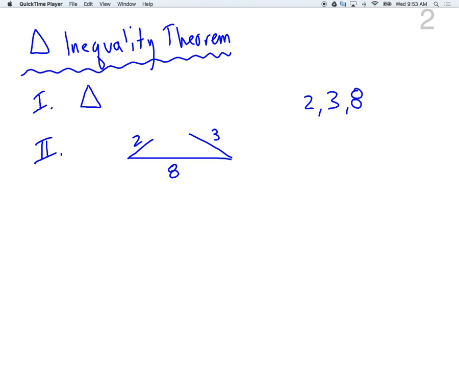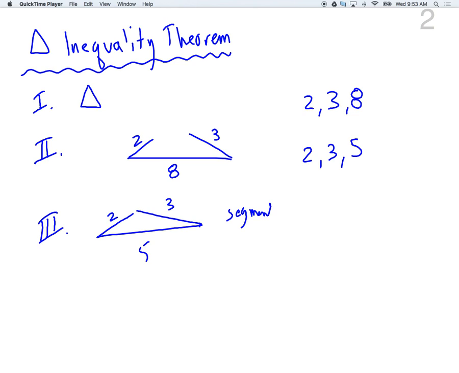Third case, 2, 3, and 5. What happens there? You've got your 5. You've got your 3 coming in here. You got the 2 coming in here. What's eventually going to happen? It's going to make the line. Or it's not a line, it's a segment, correct. It collapses into a segment. Okay, so this collapses into a segment. This is a train wreck. And this is a triangle.